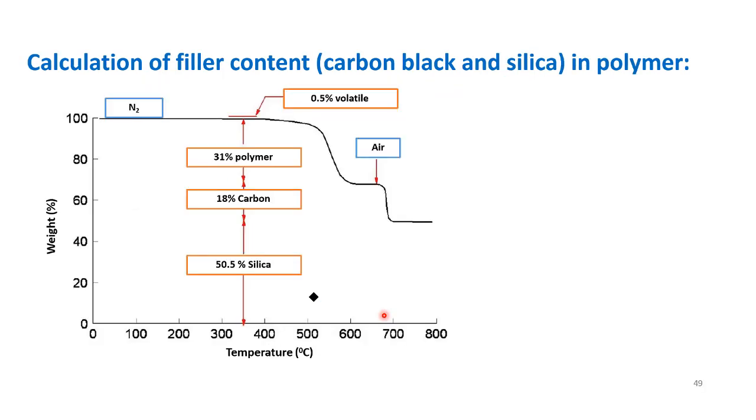Again, first the volatile gases will go, and then we have the polymer which will degrade, and then the carbon, because we are switching the gas to air here. If there is some ash remaining after switching to air, that can be because of the silica. So that content we can also calculate with the help of TGA.